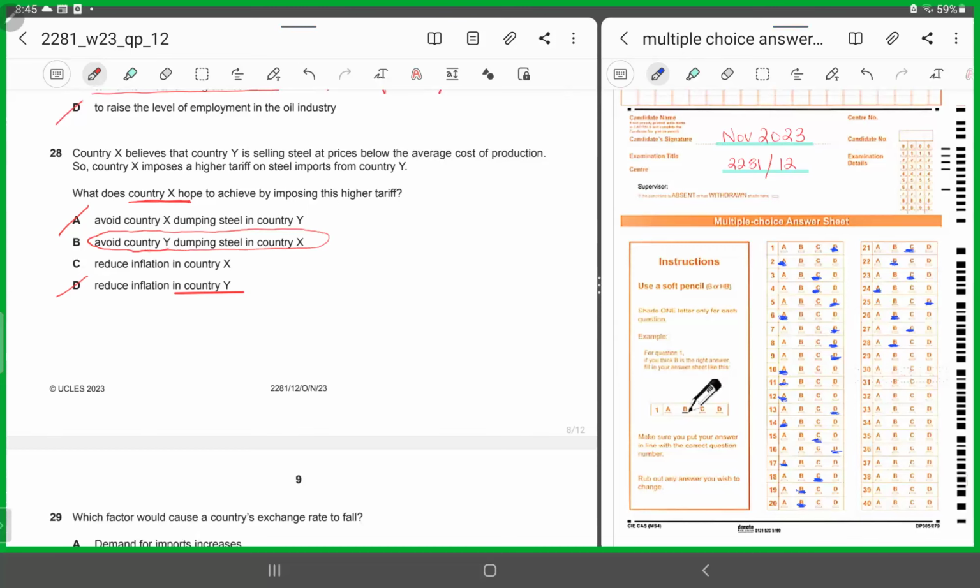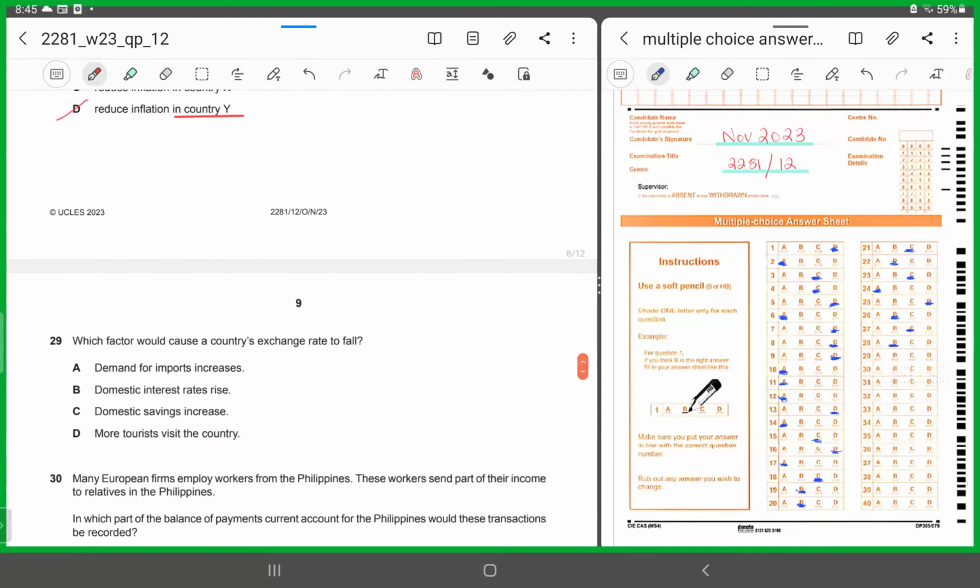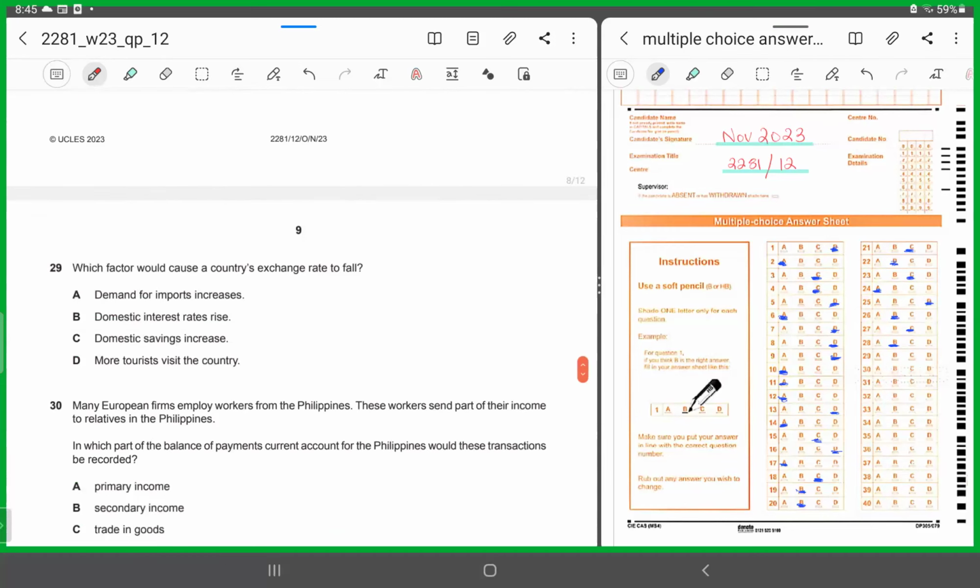29. Which factor would cause a country's exchange rate to fall? Demand for imports increases, domestic interest rates rise, domestic savings increase, more tourists visit the country. Yes, domestic interest rates rise. If the demand for imports is increasing, it cannot be. It has to be domestic interest rates rise. So if the domestic interest rates are going to rise, the country's exchange rate is going to fall. 29 has to be B.